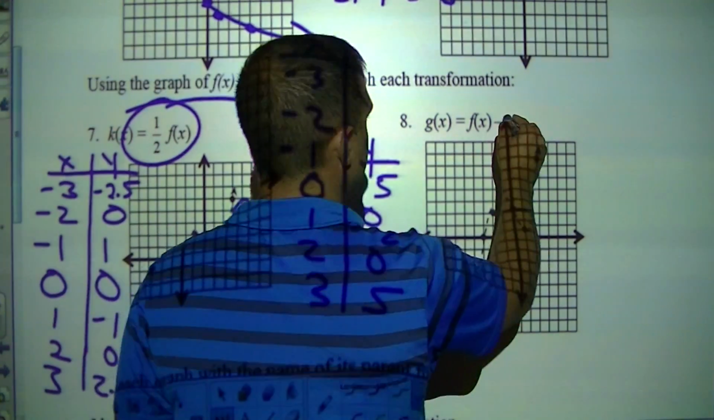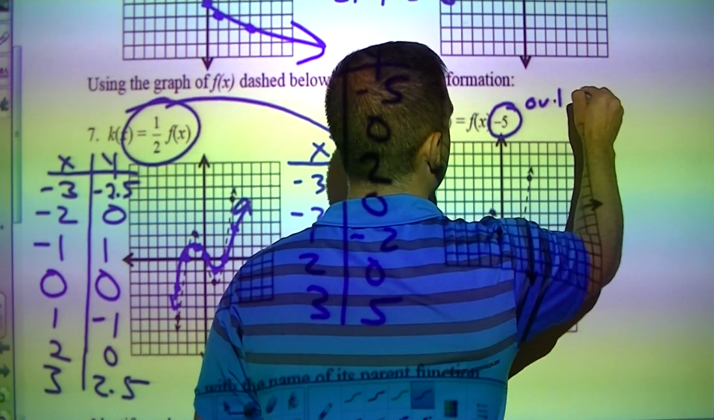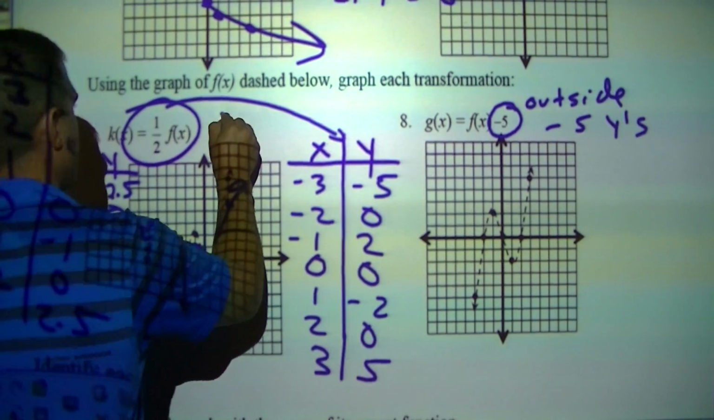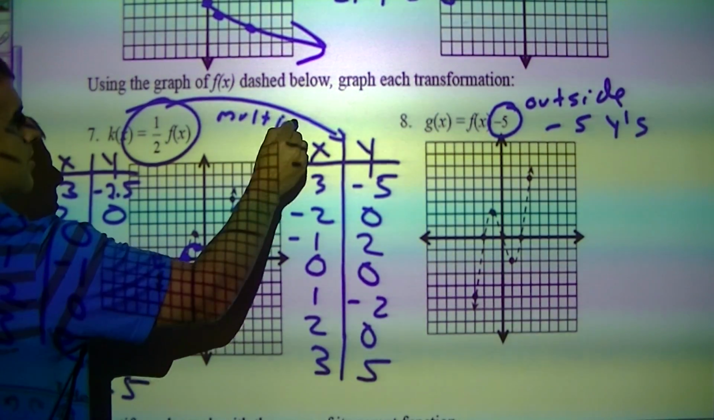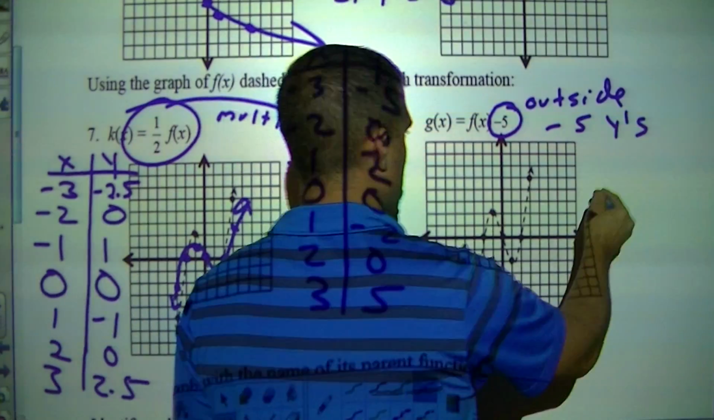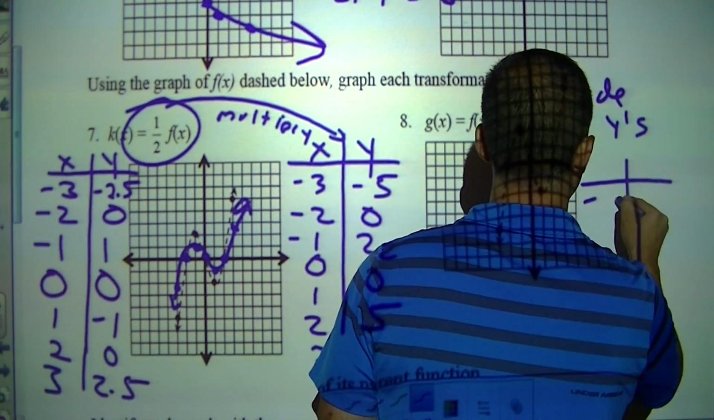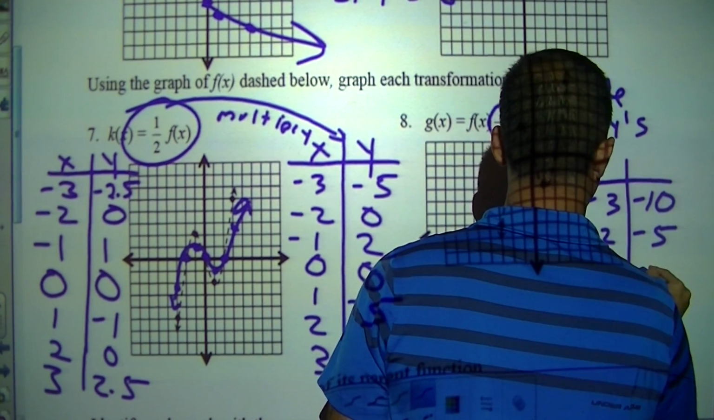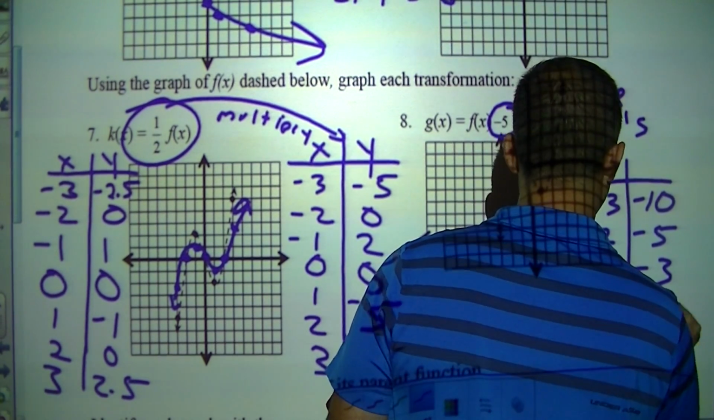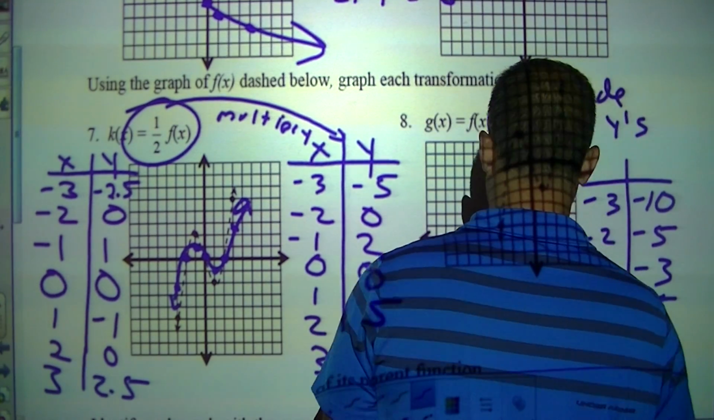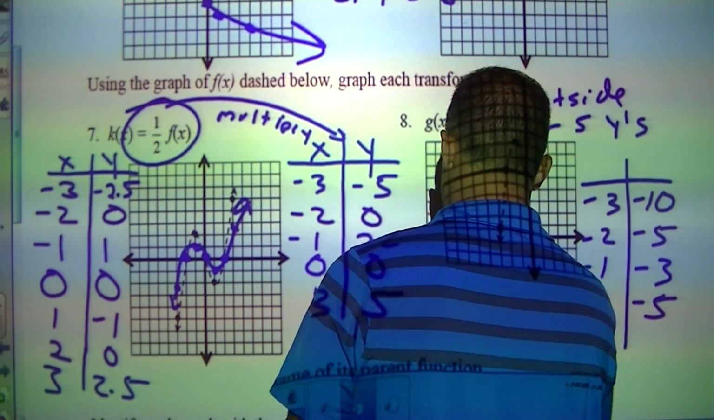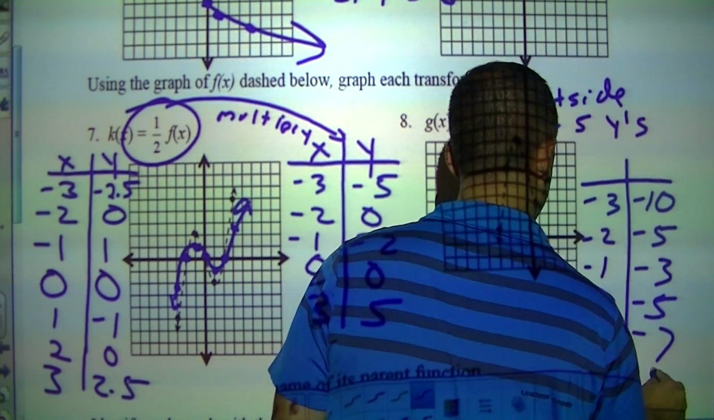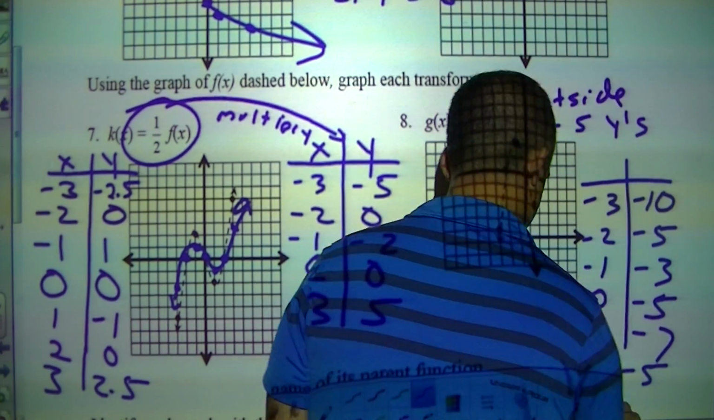For this one, since this is on the outside, we're going to subtract 5 from the y's. So here we multiply. Subtract 5 from the y's. So what I would have is -3, -10, -2, -5, -1, -3, 0, -5, 1, -7, and 2, -5, and 3, 0.